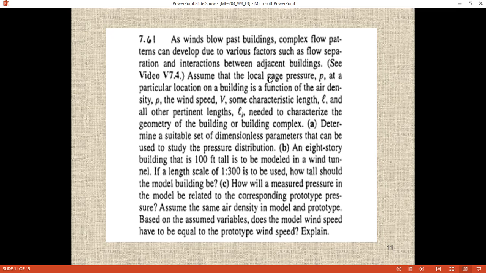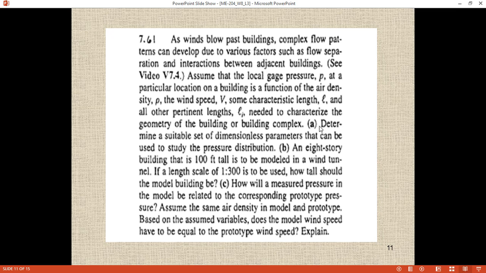Assume that the local gauge pressure p at a particular location on a building is a function of the air density. The pressure, meaning atmospheric pressure measured at a point on the building, is a function of the density of the wind, the wind speed, some characteristic length l, and another pertinent length li. Characteristic length means the length of the building, or the width or some other dimension, indicated with li, needed to characterize the geometry of the building or building complex.